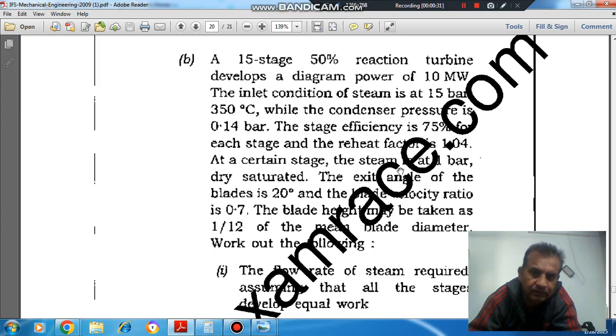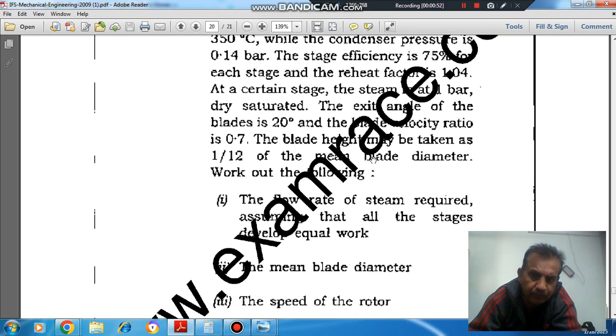At a certain stage, steam is at 1 bar, dry saturated. The exit angle of the blade is 20 degrees. The blade velocity ratio is 0.7. The blade height may be taken as 1 by 12 of the mean blade diameter.